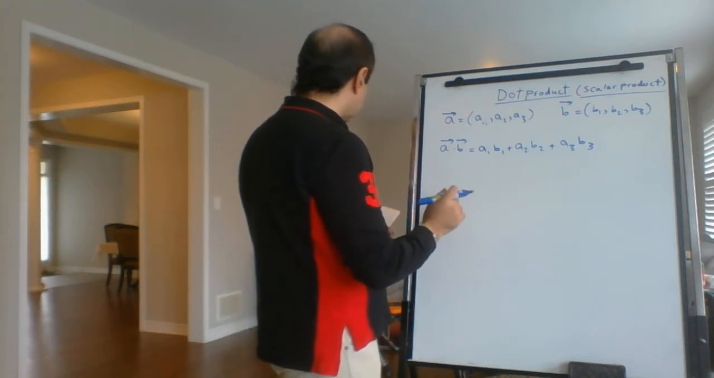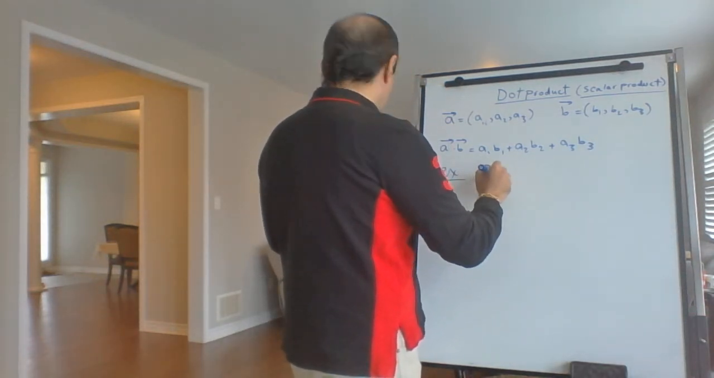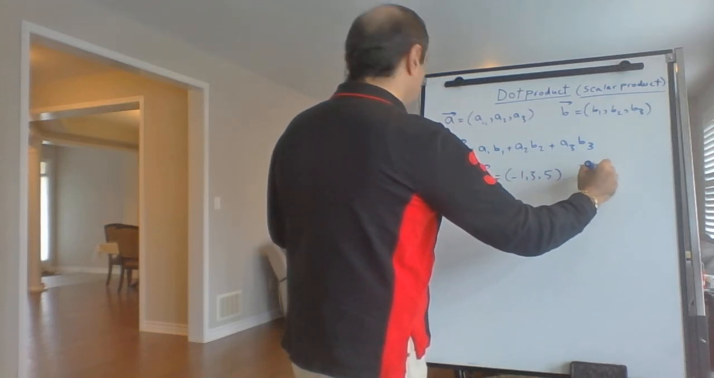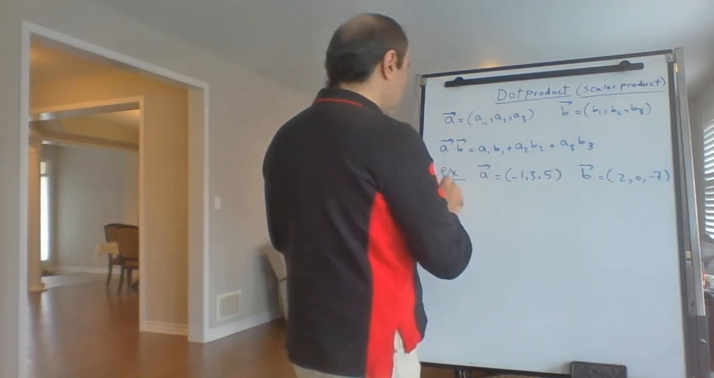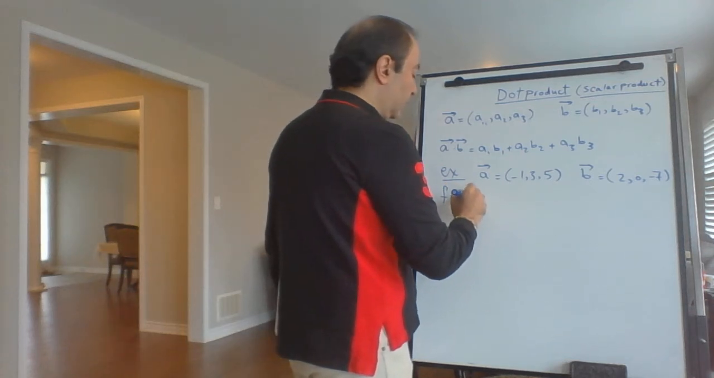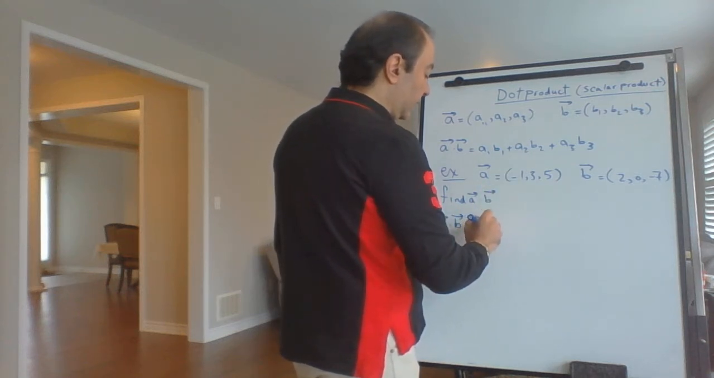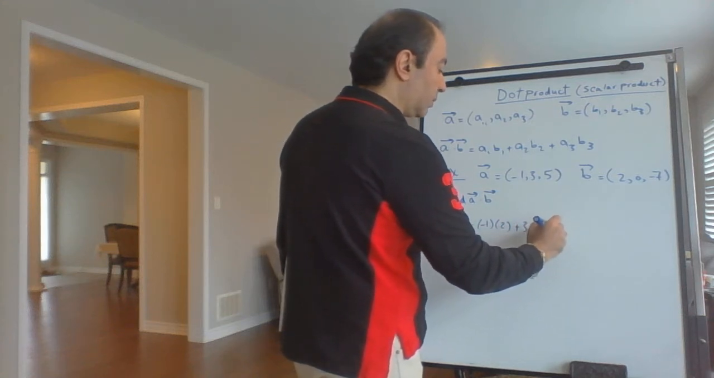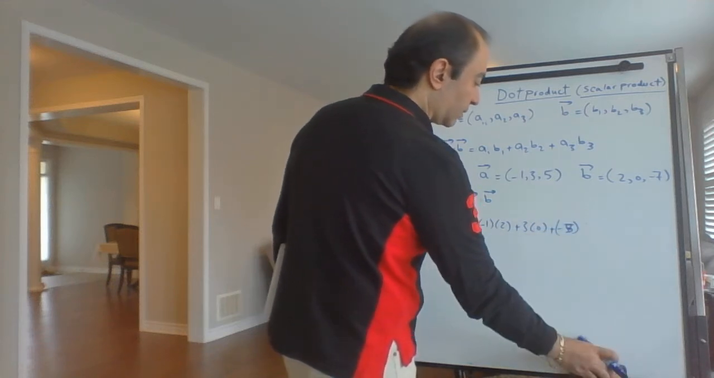Okay, so for example, vector A equals negative 1, 3, and 5. Vector B equals 2, 0, and negative 7. We need to find A dot B. So A dot B will equal in this case negative 1 times 2 plus 3 times 0 plus 5 times negative 7.